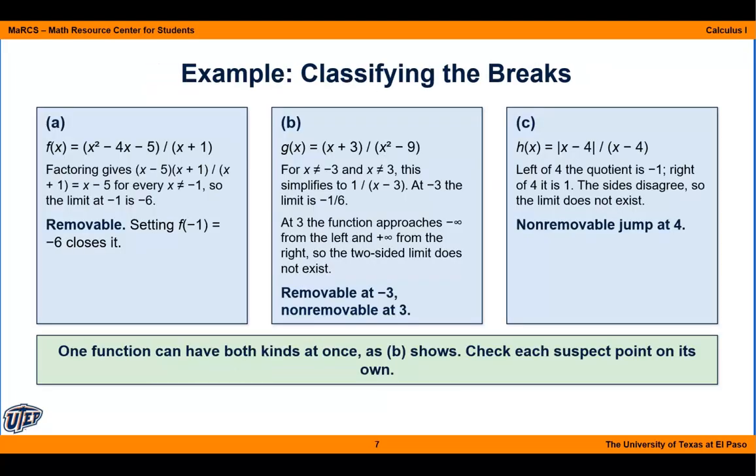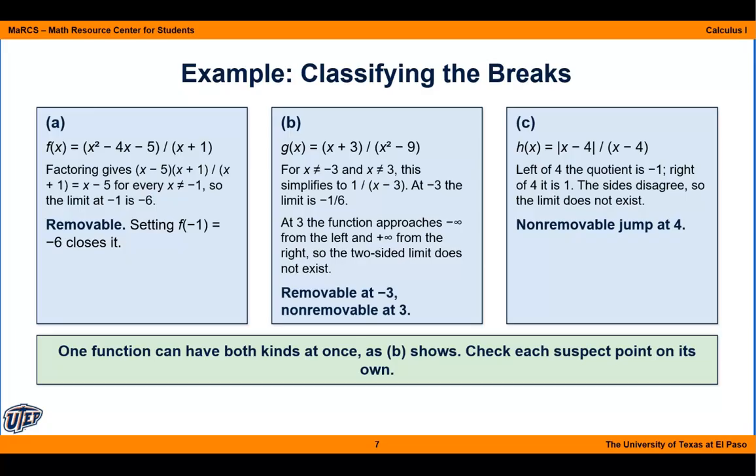Let's classify the three examples on this slide. In part A, factoring reveals a common factor that can be canceled. At -1, the limit is -6. Therefore, the break is removable, and assigning the value -6 fills the hole.